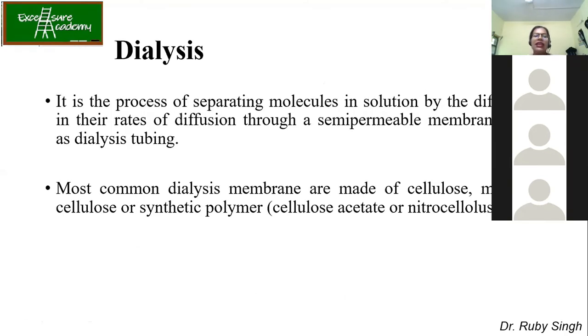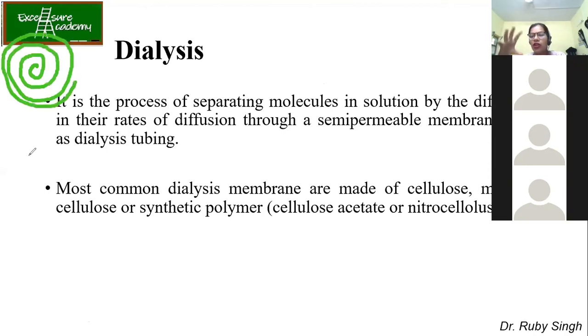What is dialysis? It is the process of separating molecules in solution by the difference in their rates of diffusion through a semi-permeable membrane, which we all know. In a research lab, we use dialysis tubing. You get a roll, like a tissue roll. How much you need depends on your protein solution. If you have around 2-3 ml of protein precipitate sample, you need around 5 to 6 centimeter of tubing.